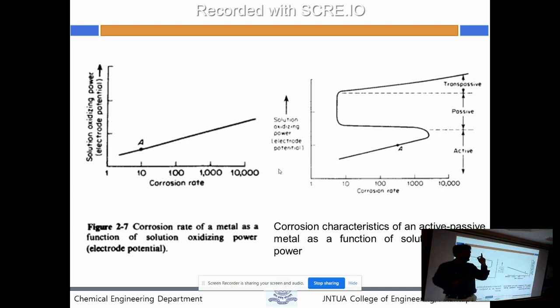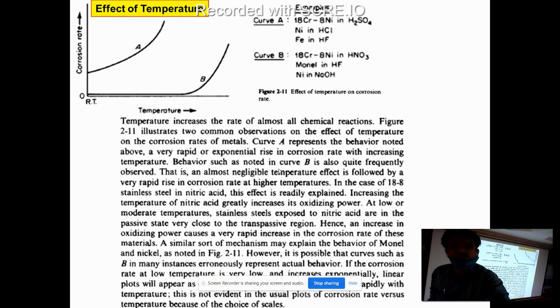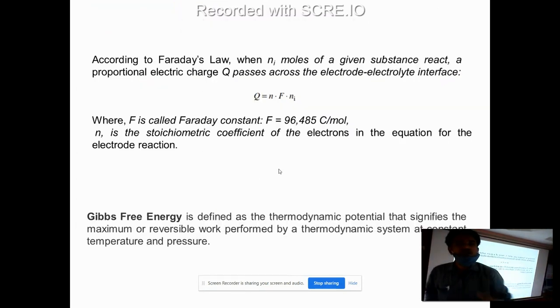If you remember, go back, that Q is equal to N into F. Maybe I can show you the equation. Yeah. Q is equal to N into F. Where what is F called? Faraday's constant. So around 96,485 coulombs per mole.